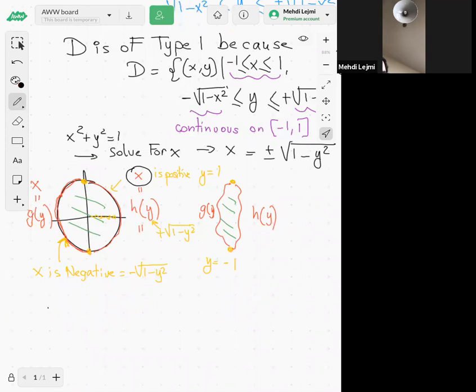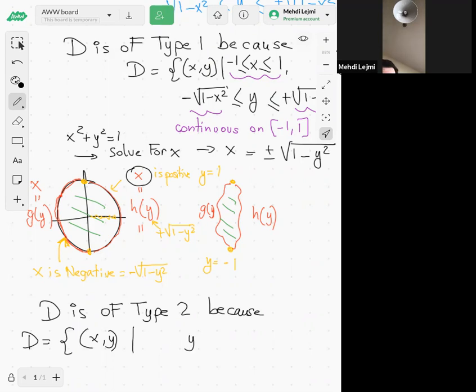So D is also of type 2, because we can describe D as the set of points x, y, where y is between -1 and +1, and x is between these two functions, g of y and h of y. So x is between negative square root of 1 minus y squared and positive square root of 1 minus y squared. Right? So D is of both type 1 and type 2.